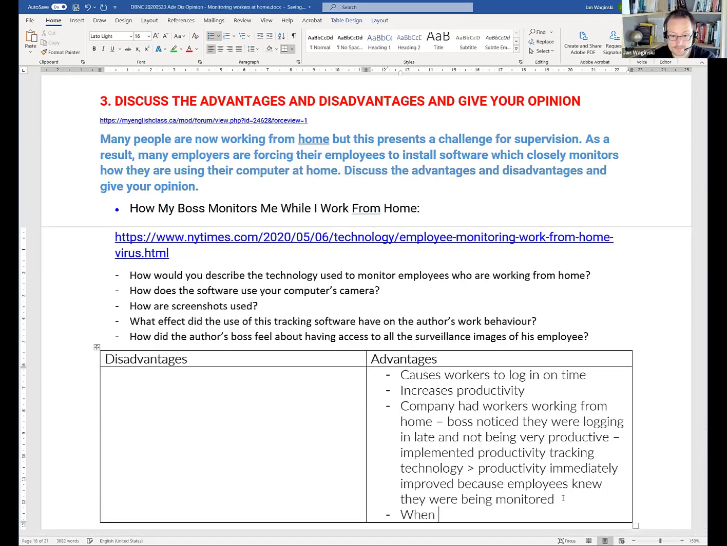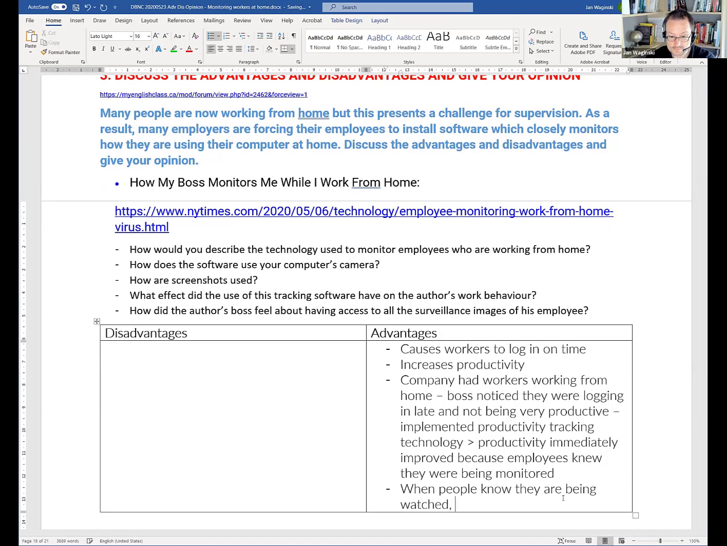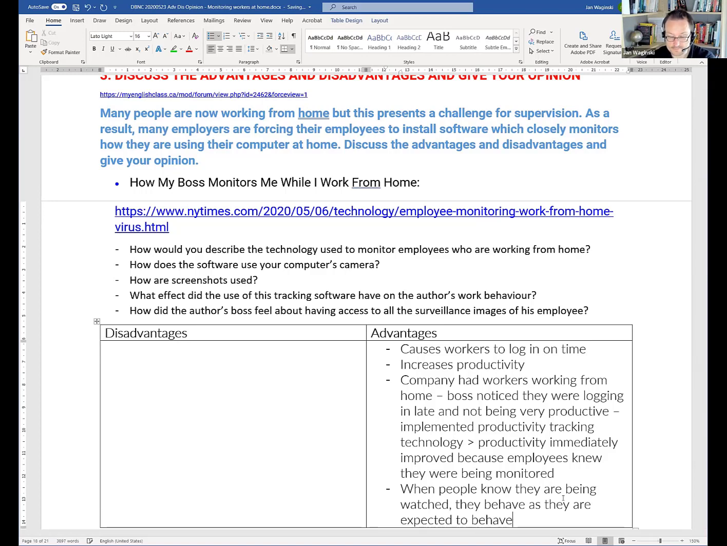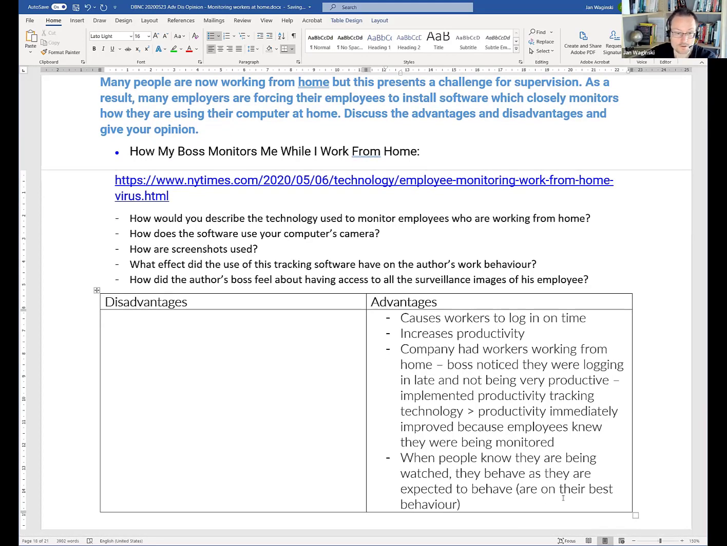Write that down. When people know they are being watched, they behave as they are expected to behave. On their best behavior. Okay, what are the downsides?